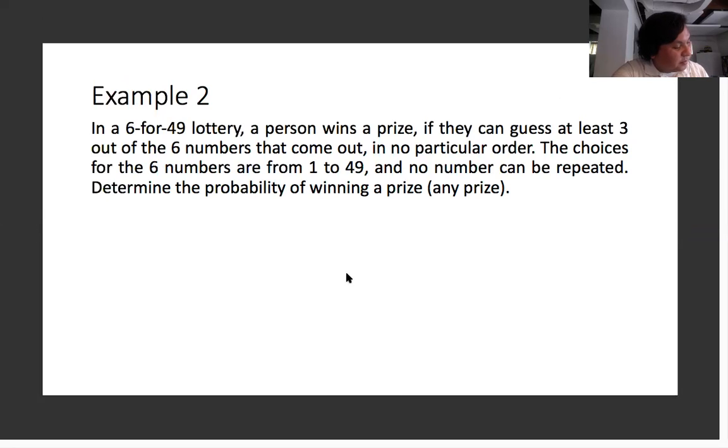All right. Okay, so for this one, again, another good example of counting. We're going to figure out the number of ways that a person can win with a lottery ticket for a 6-for-49 lottery. Knowing that for a person to win, they have to get 3 out of the 6 numbers correct, and the numbers range from 1 to 49. No repetition of numbers, and no particular order of how these numbers get picked.